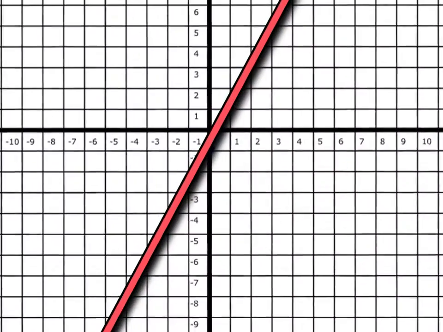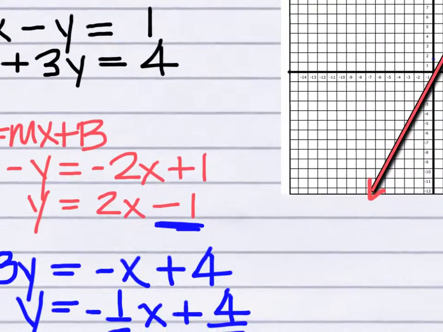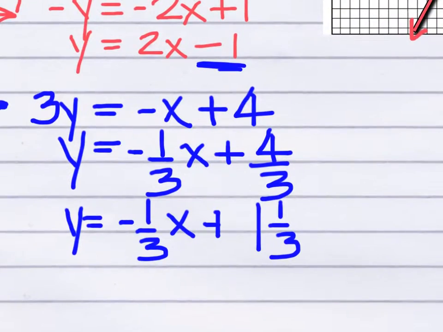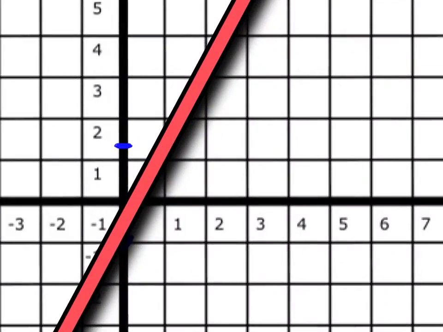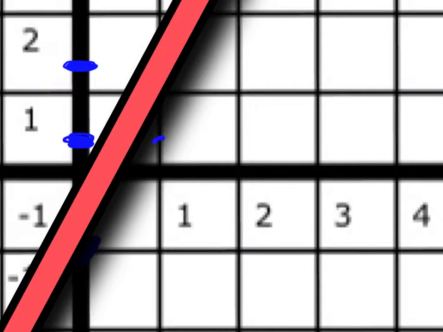1 1/3 is what we're looking for now. So we'll zoom in here. 1 1/3 would be approximately there. And from that, we have to follow the slope. The slope is a negative 1/3. So we have to go down 1 and to the right 3. If I went down 1 from that blue dot, it would put me here. But then I have to go to the right 3. 1, 2, and then 3.